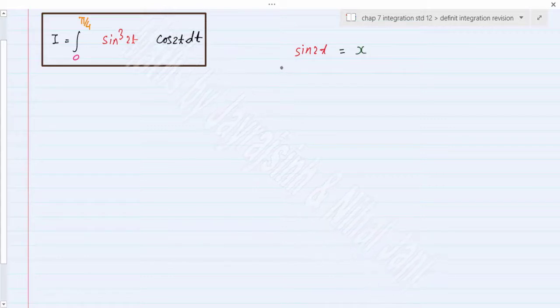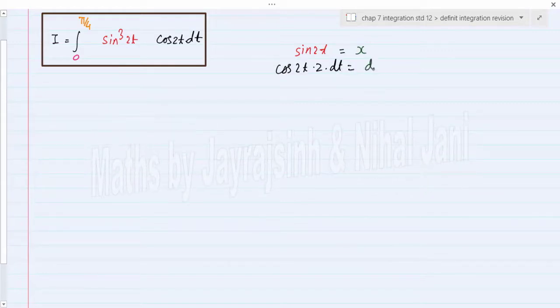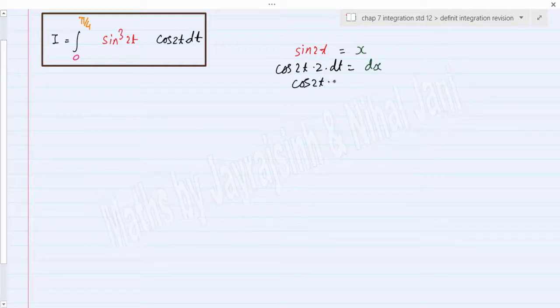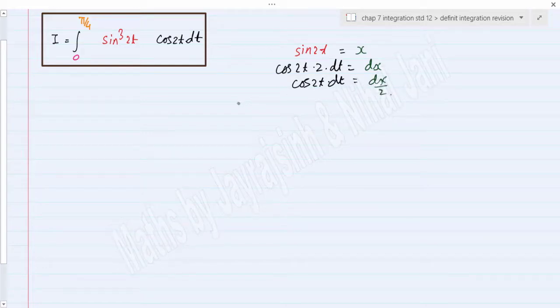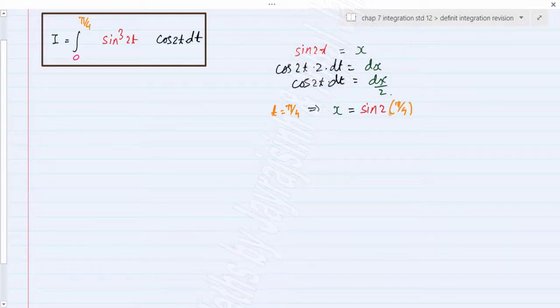Differentiate both the sides, we will get cos 2t into 2 dot dt is equal to dx. Very good. So we can say cos 2t dot dt is nothing but dx by 2. Now we need to change the limit also. For t is equal to pi by 4, we will get x is equal to sine 2t, or we can say sine of 2 times pi by 4. So 1.